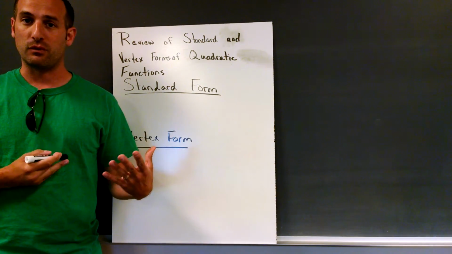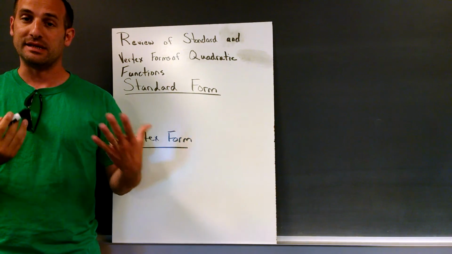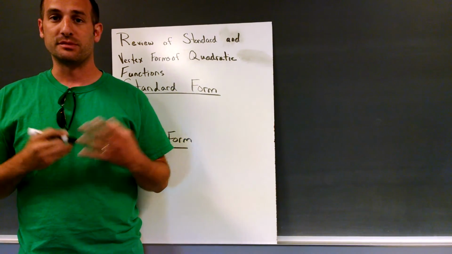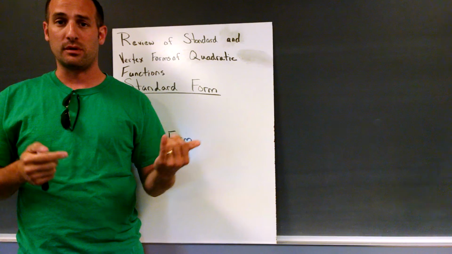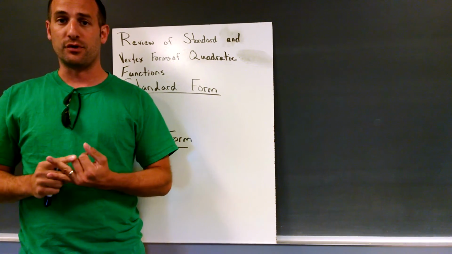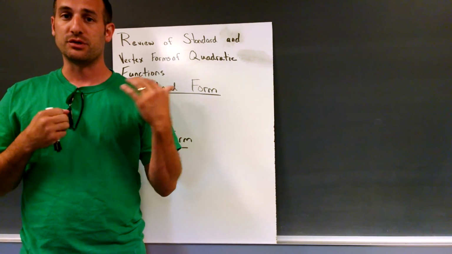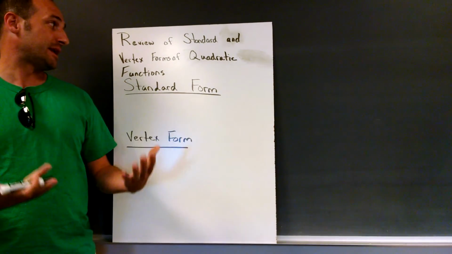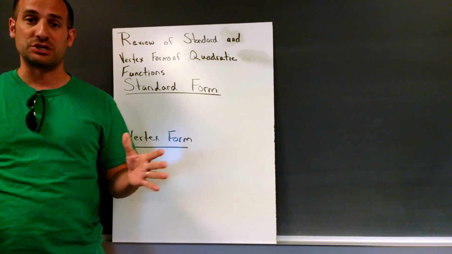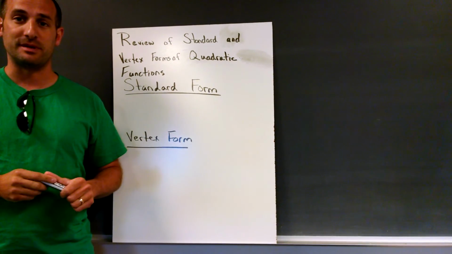When you have something in standard form, it's not as easy to find that. It is easier to find some other things in standard form. So I'm going to give an overview of what each of the forms are, and then how we convert from standard form to vertex form to find that useful. So you see up here on the board, the first thing we have is a review of standard and vertex forms of quadratic functions. Great, that's what we just said it was going to be.